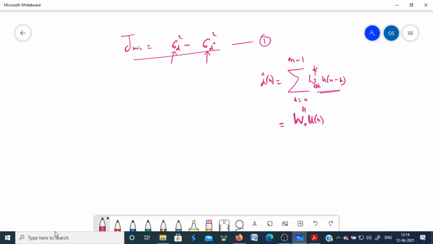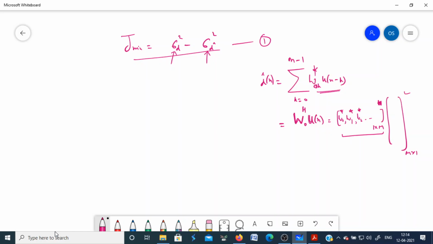So now these are matrices, these are vectors. Where w o H is a row vector and u of n is a column vector. So it is 1 cross M and this is M cross 1. So this is the column vector of the filter weights, W0, W1, W2 and so on, with conjugates, star star star.